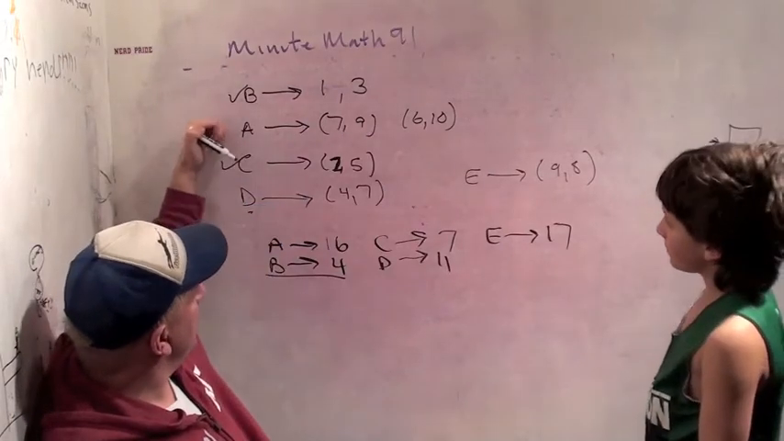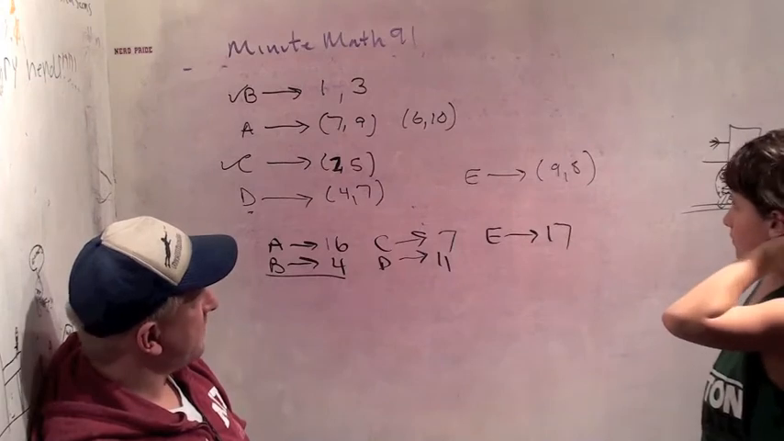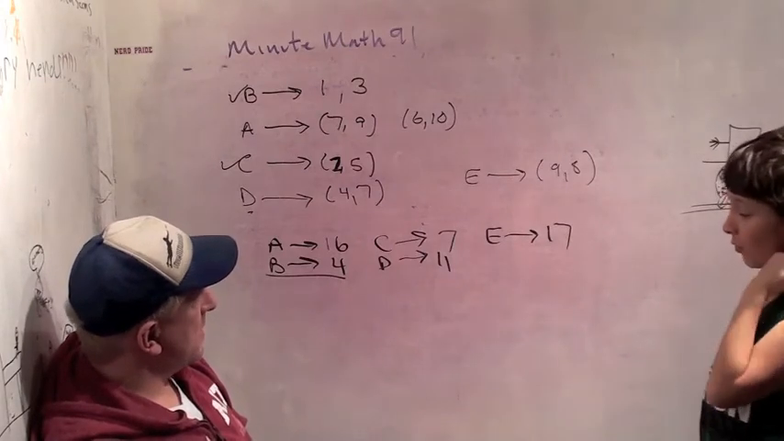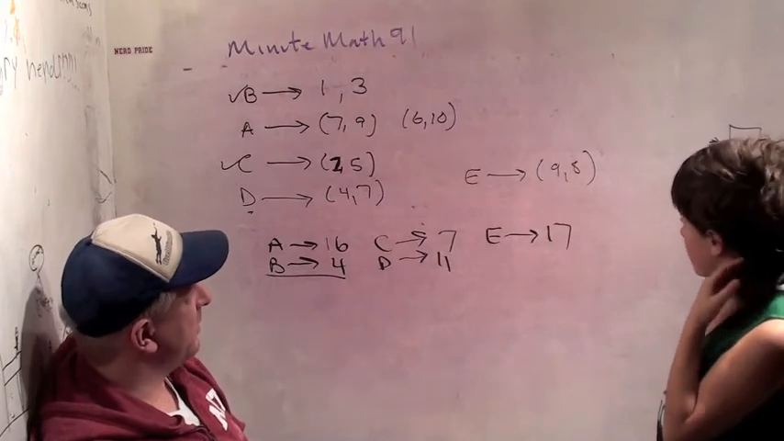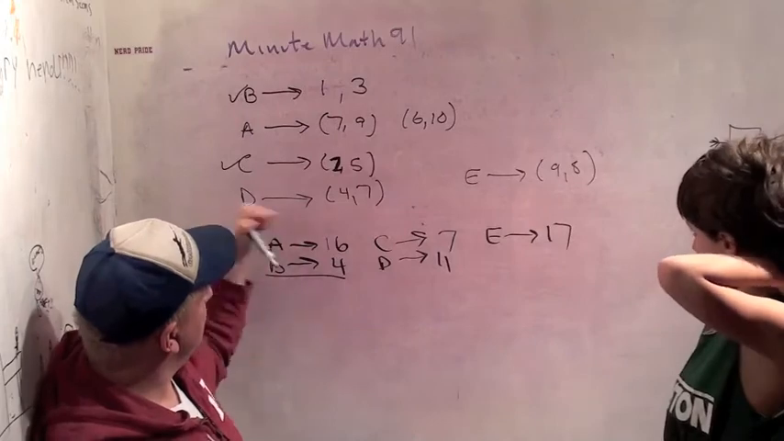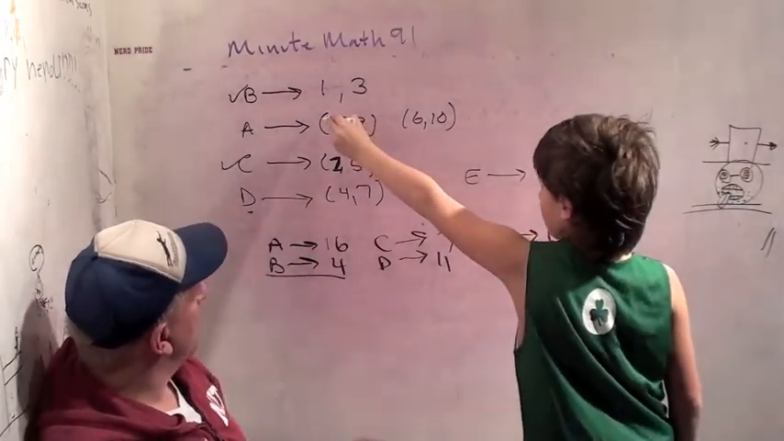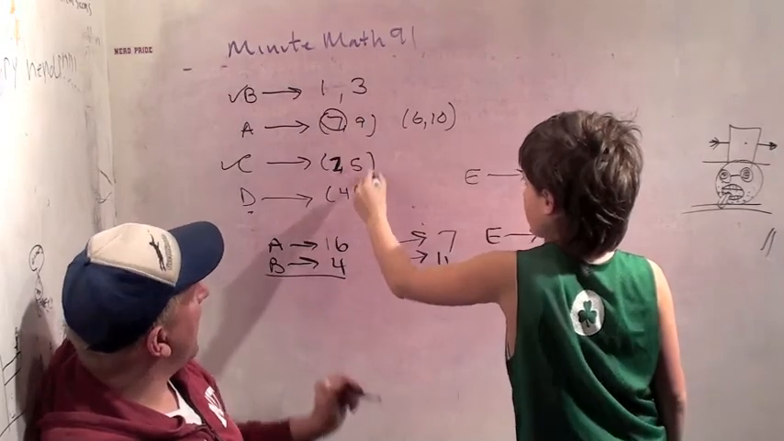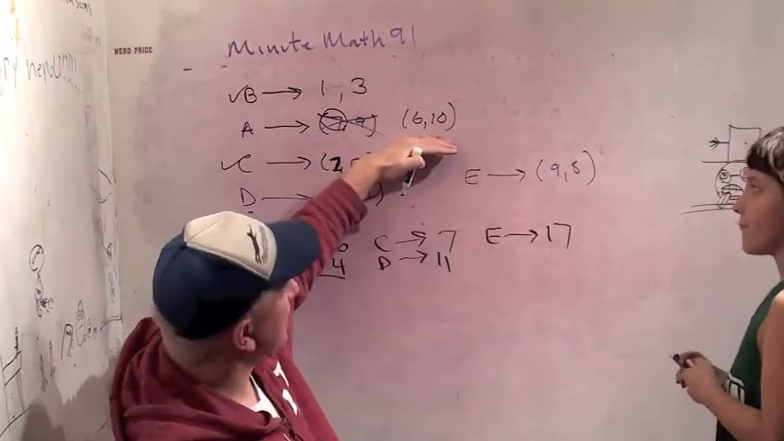So we're down to A now. A can be 7 and 9 or 6 and 10. Which one is it? But what if none of them hit these? Well, it said all the darts hit. B we know is 1 and 3. C we know is 2 and 5. D we know is 4 and 7. E we know is 9 and 8. A we're not sure. A could be one of 2. Aha! See, there's already a 7 we used here and a 9 here. So A has to be 6 and 10.